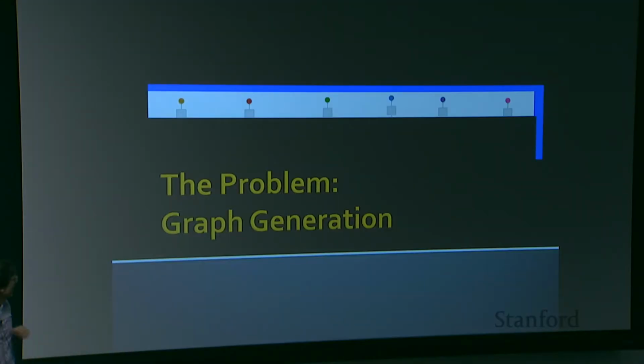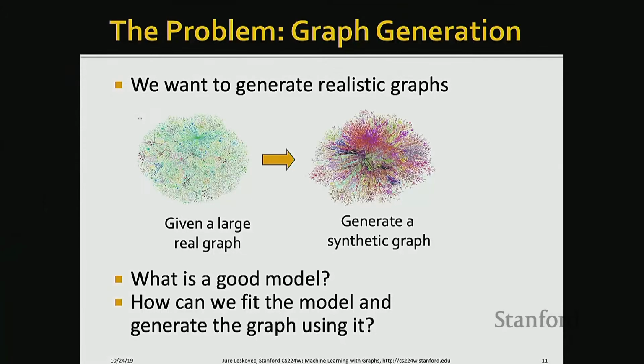Okay? So graph generation, right? We talked about this a bit before, right? In terms of null models and trying to capture properties of networks that we see in real life. Remember, clustering coefficients and things like that we talked about. What I want to do today is to say, given a graph, I want to generate a synthetic version. The question is, what is a good model? And then the question is, how do I fit the model to generate the graph?